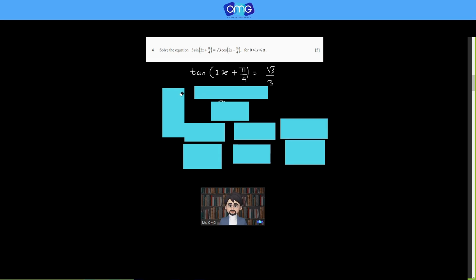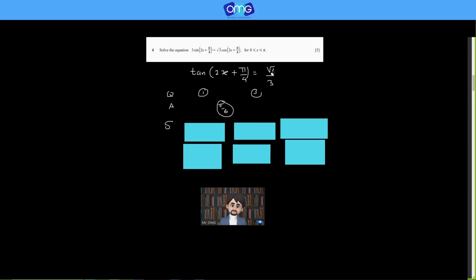And when we get here, we use QAS: quadrant, angle, and solutions. Quadrant for tan positive will be 1 and 3. And the angle will be pi over 6, because this is tan inverse of square root 3 over 3.